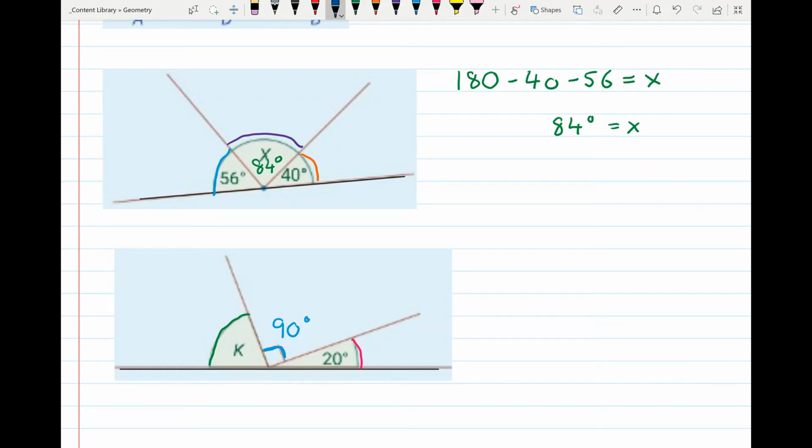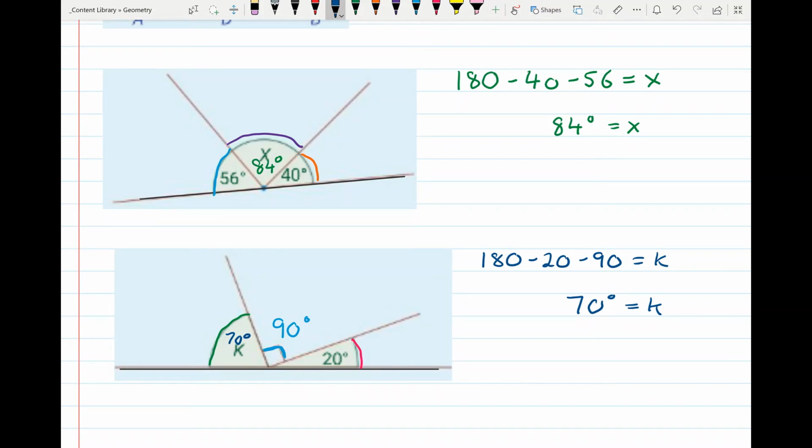To solve for that, we'll go 180, because it all adds up to 180 in a straight line. Take away 20, take away 90, and that will leave us with whatever's left over, K. So 180, take 90, take 20, gives us 70. So K is 70 degrees. Come over to my diagram and fill in the 70 degrees for K. So that's when there's straight lines and you want to solve for a missing angle.